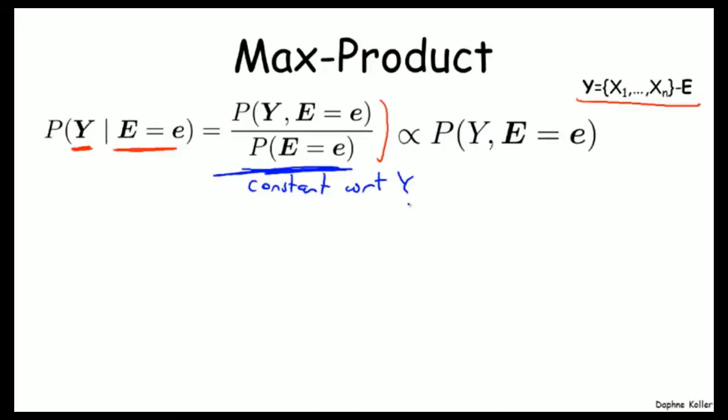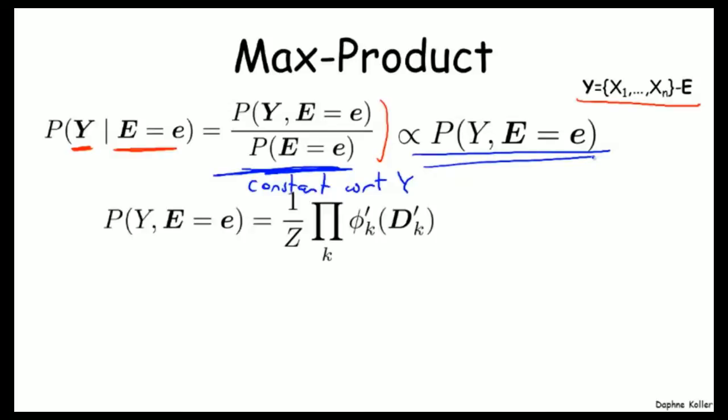With respect to Y, which means that for the purpose of finding the maximal Y, we don't really care about the denominator, only the numerator, which is the probability of Y, comma, E equals little e, the unnormalized measure. This numerator, in the general case, is a product of factors normalized by the partition function, where the factors here are the reduced factors, reduced relative to the evidence.